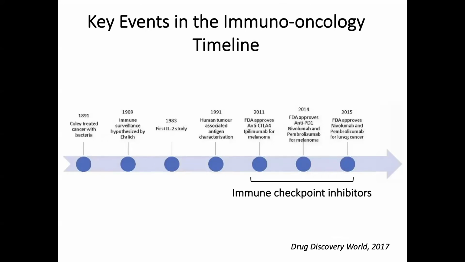This slide shows simplified key events in the immuno-oncology timeline, from Coley's early discoveries through to some of the recent approvals for melanoma and lung cancer. Okay, showing here are the last 3 agents. Ipilimumab is an anti-CTLA-4 checkpoint inhibitor and has been used for melanoma treatment. Okay, and these two, nivolumab and pembrolizumab, are anti-PD-1 checkpoint inhibitors and have been approved for treating melanoma and lung cancer. Let's now watch a short video to see what immune checkpoint means and how these inhibitors work.